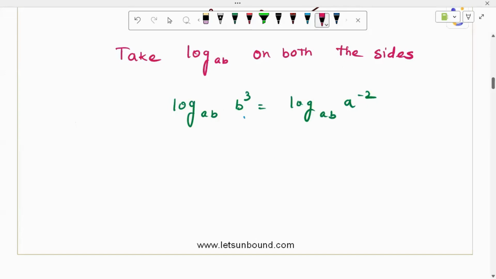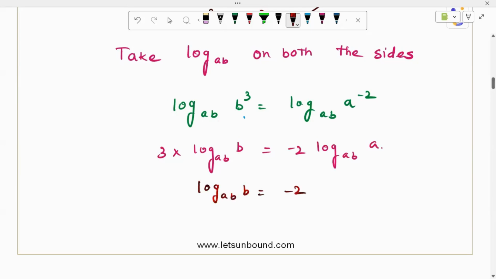So what happened? My whole input is raised to the power 3, so it can be written as 3 times log AB with the base alone. The same can be done here: minus 2 can be multiplied in front of log AB A. Right? And I need log ABB equal to minus 2, and this 3 can be transposed here. What is log ABA? It's given as 3. So we can input it and just solve it. That's it. We got log with base AB of B equals minus 2.